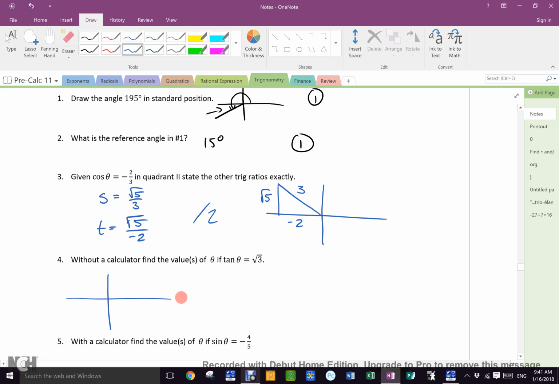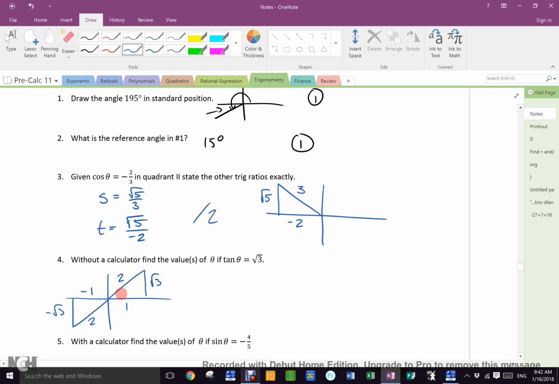Without a calculator, find the values of theta if tan theta is positive. Where can tan be positive? There or there, yes? And tan is opposite over adjacent. So this must be root 3 and this must be 1. And this must be negative 1 and this must be negative root 3. If that's root 3 and that's 1, this must be 2 and this must be 2, making this a special triangle, right?